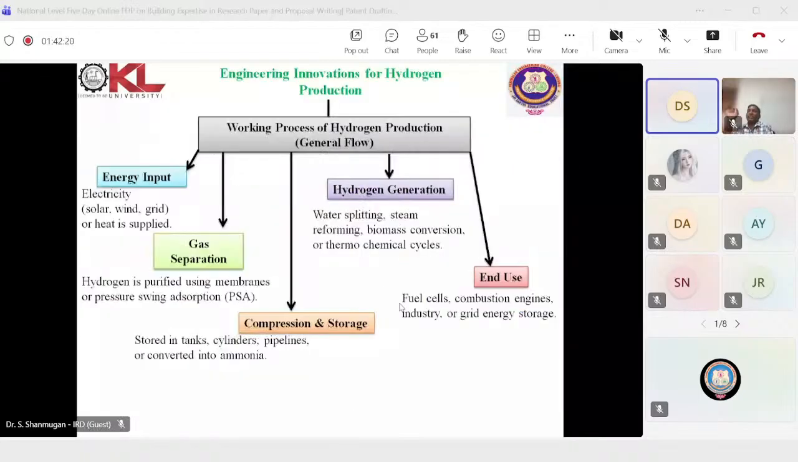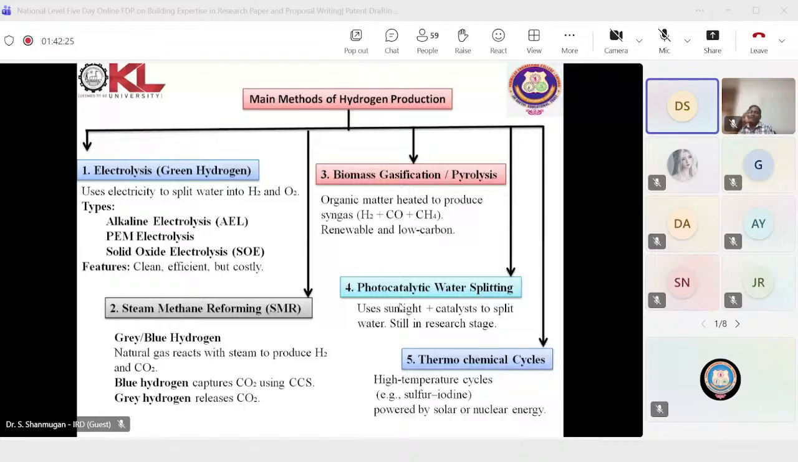Coming to the main methods of hydrogen production, the main focus is on 5 technologies that are available. That is called green hydrogen. After that, SMR.